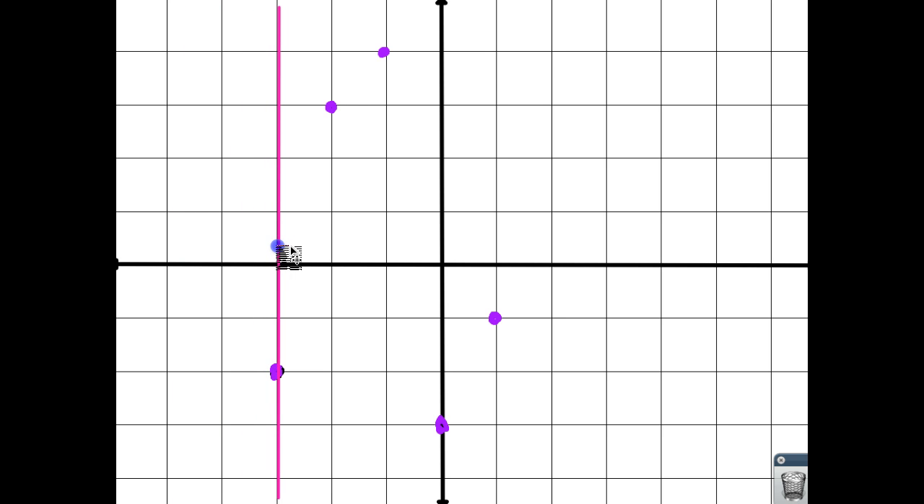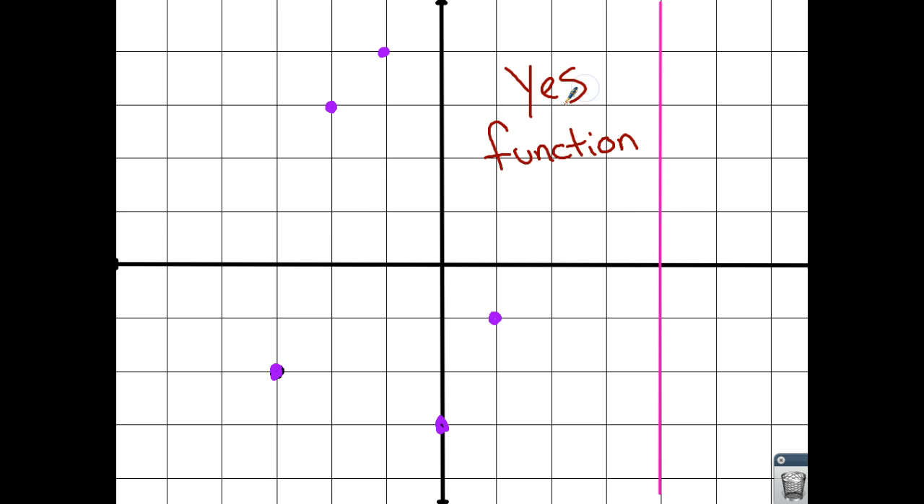So I just hit a point. I'm good. I only hit one point. I hit another point. I'm still good. It was 1 on the line, still 1 on the line, still 1, still 1, and I'm through my data. So I would say again, because it only had one dot on the line at a time, it is a function. So yes, according to the vertical line test.